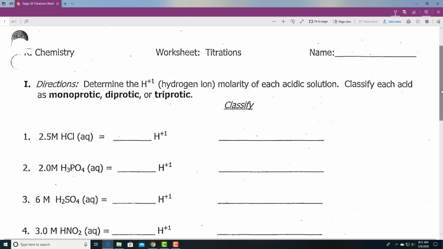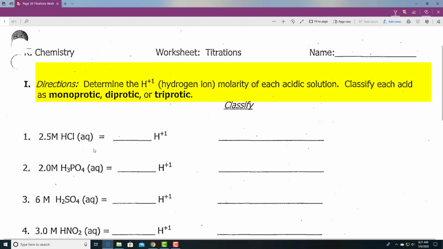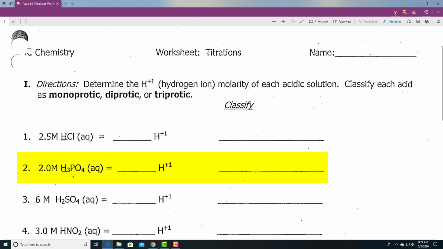So you have to determine the hydrogen ion molarity for each of these acidic solutions on the top and basic solutions on the bottom. You're going to classify each acid as monoprotic, diprotic, and triprotic, and you should go back to your notes to see what that means. It refers to the number of hydrogens that each thing produces.